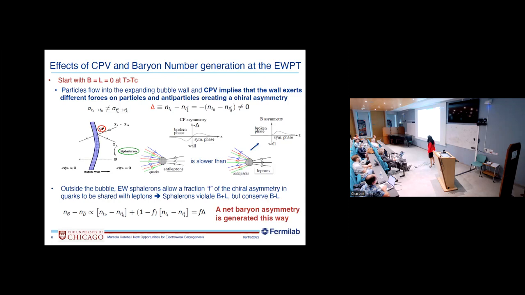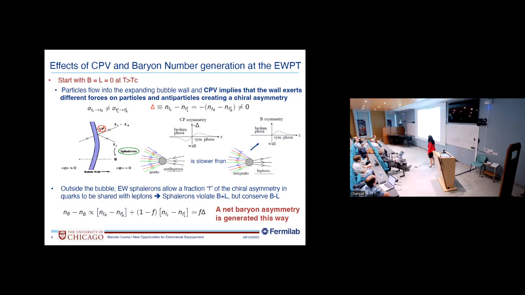The number of baryons minus the number of antibaryons is equal to the number of right-handed minus the number of anti-right-handed plus the number of left-handed minus the number of anti-left-handed, but then the baryons are depleted by a fraction F.